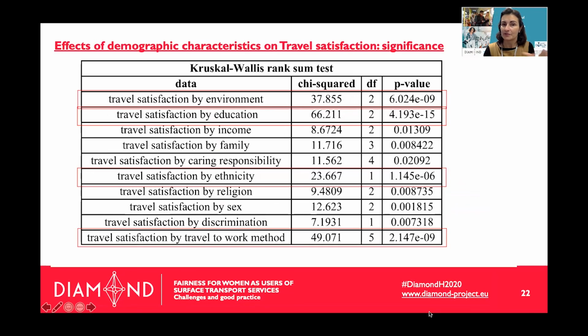We looked at the effects of demographic characteristics on significant differences in travel satisfaction, and we found that environment, being from an urban or suburban area, has a significant impact. And sometimes counterintuitively, it's not necessarily true that people from suburban areas are less satisfied. In some cases, yes, but for instance, in the Irish sample, we found that people from rural areas were in general quite satisfied with the level of provision, which was not exactly aligned with what we expected.